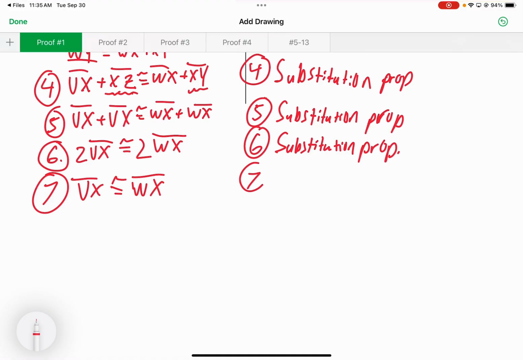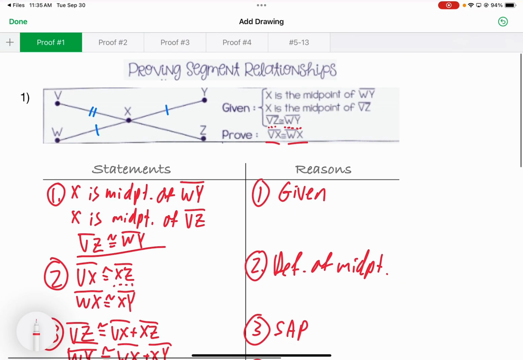And then when you're doing definition of midpoint, do you just write what's equal to each other? Mm-hmm. Okay, so can you go back up? So like X is the midpoint of VZ. Yeah, so I wrote, based off that, Vx is congruent to XZ. Oh, right, okay. And you write Wx is congruent to xy. Yes. Okay. Alright, definition of midpoint. Does that make sense? Yep. That's all I got, 7 steps.